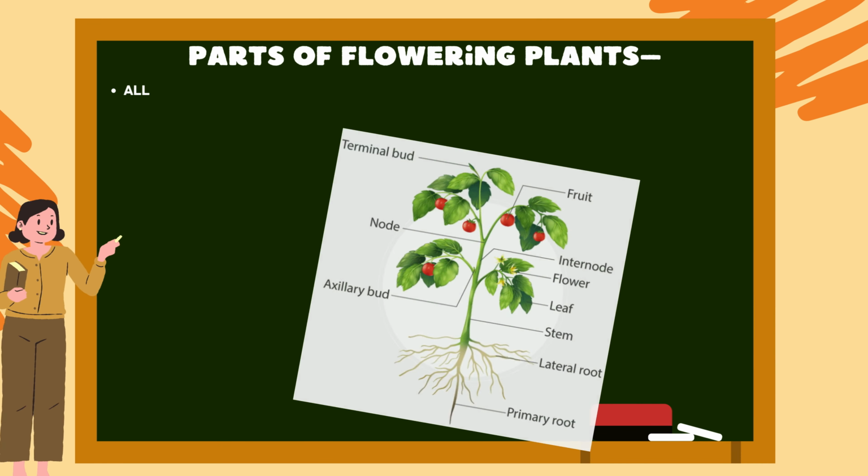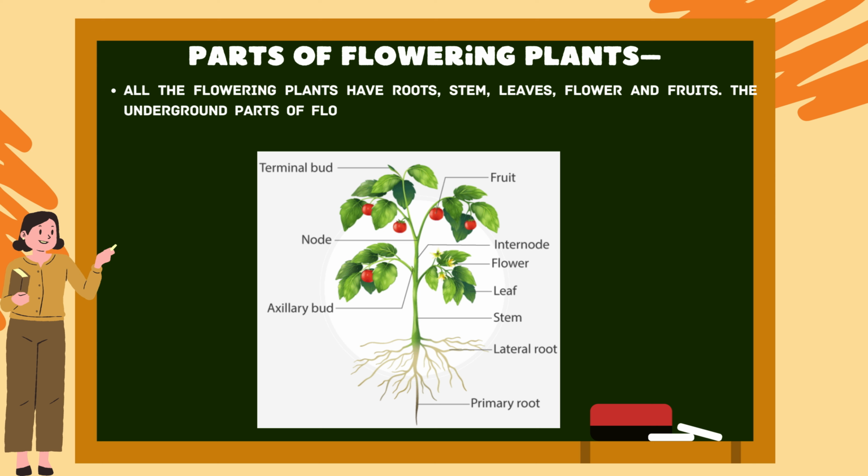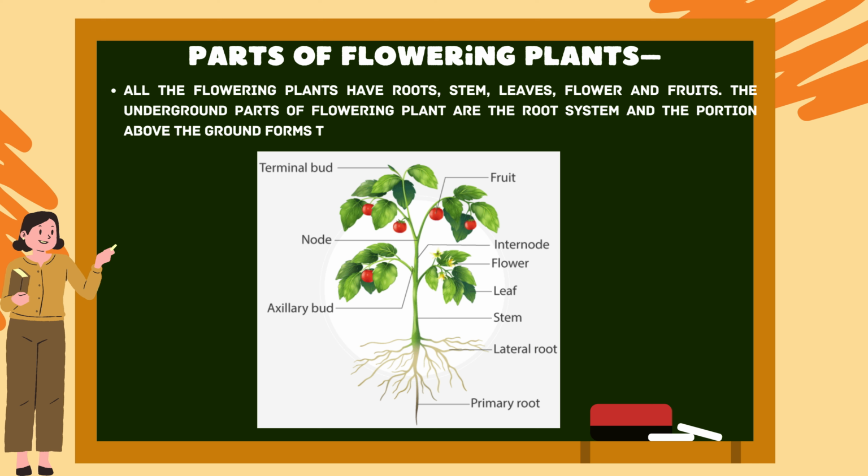Parts of a flowering plant. All the flowering plants have roots, stem, leaves, flowers and fruits. The underground part of flowering plants is the root system and the portion above the ground forms the shoot system. In the picture, you can see a terminal bud, and the red dot is a fruit, and beneath it is an internode where it has flower, leaf and stem. At the last it is a lateral root, and third last there is a primary root. If you look at the stem, there is the axillary bud, and it is also a node point.